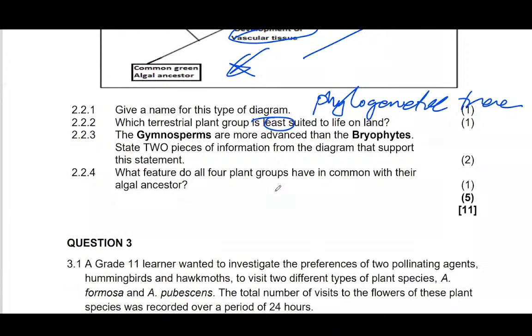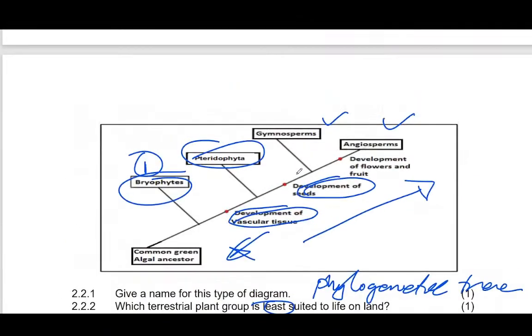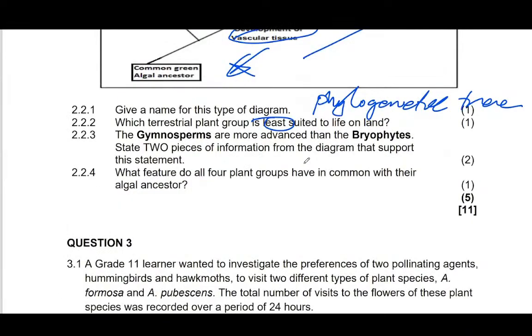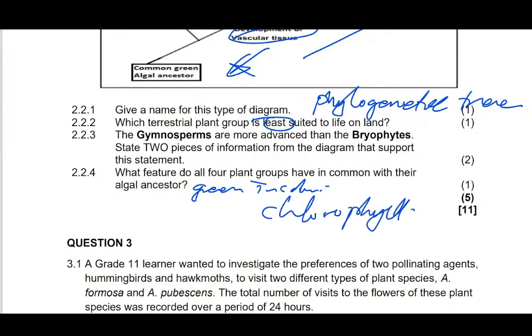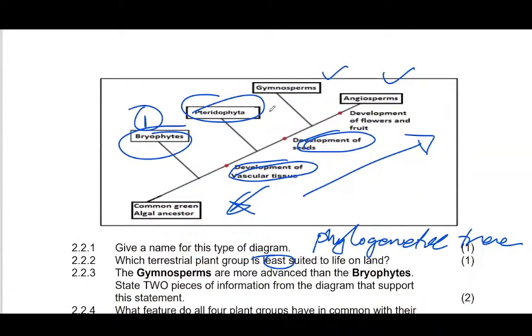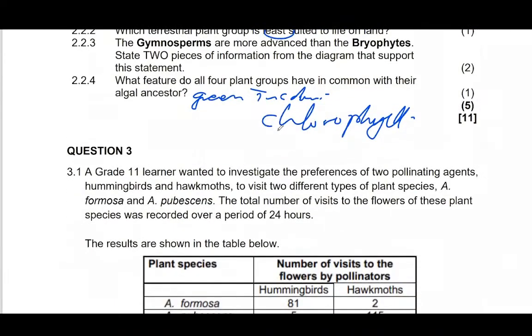What feature do all four plant groups have in common with their algae ancestor? Because they are plants, definitely they are green in color. Green in color means that they have chlorophyll. So the answer is chlorophyll. Yes, they have chlorophyll, or you can say that they are photosynthetic, because they have chlorophyll, therefore they can carry out photosynthesis.